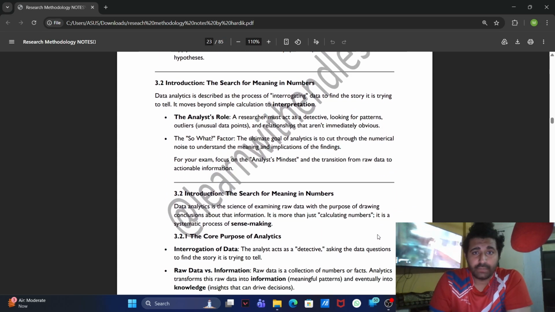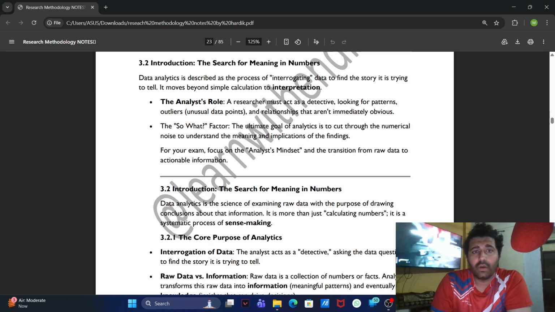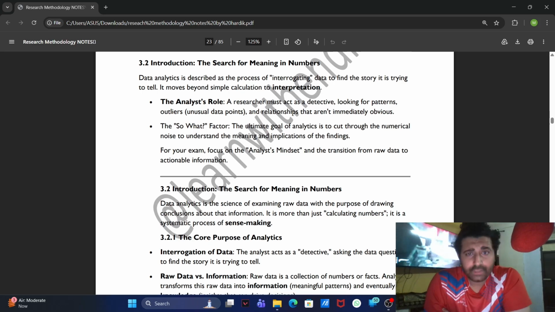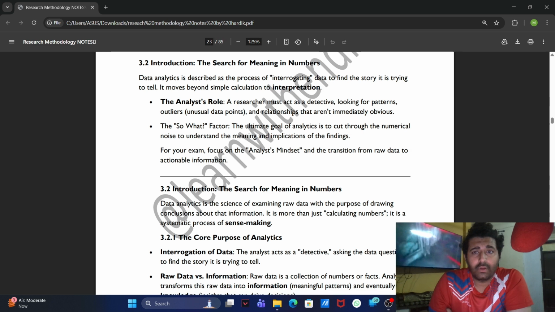Introduction. The search for meaning in numbers. Data analytics is described as the process of interrogating data to find the story it is trying to tell. It moves beyond simple calculation to interpretation. The analyst's role: the researcher must act as a detective, looking for patterns, outliers, and relationships that aren't immediately obvious. The so what factor: the ultimate goal of analytics is to cut through the numerical noise to understand the meaning and implications of the findings.